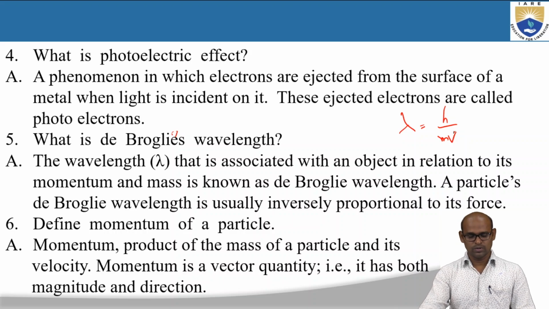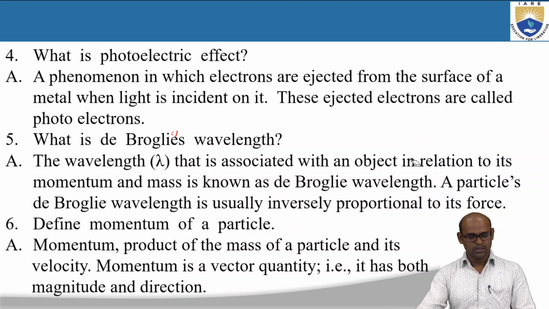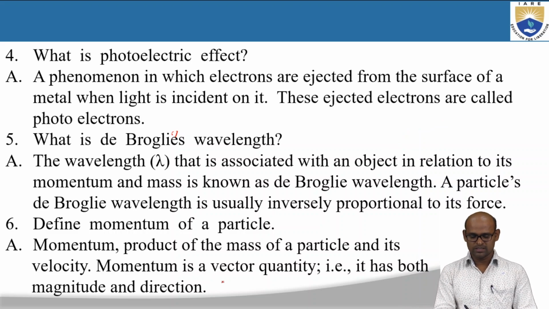A particle's de Broglie wavelength is usually inversely proportional to its force. So lambda is inversely proportional to momentum, and we can write force in terms of momentum. That is why we are saying inversely proportional. Define momentum of a particle. Momentum is the product of mass and velocity. It is a vector quantity. It has both magnitude and direction.